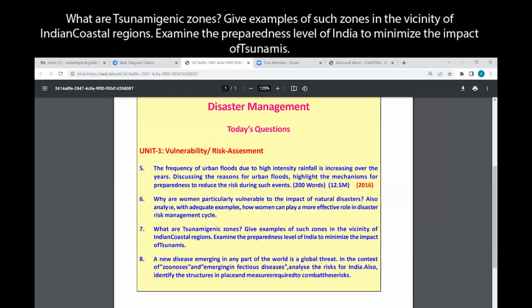What are tsunami-genic zones? Give examples of the zones in the vicinity of Indian coastal region. Examine the preparedness level of India to minimize the impact of tsunamis. So an exclusive question on tsunami. Please give the framework.